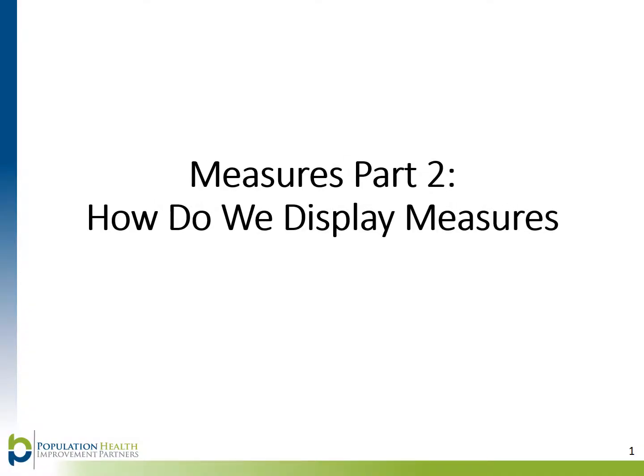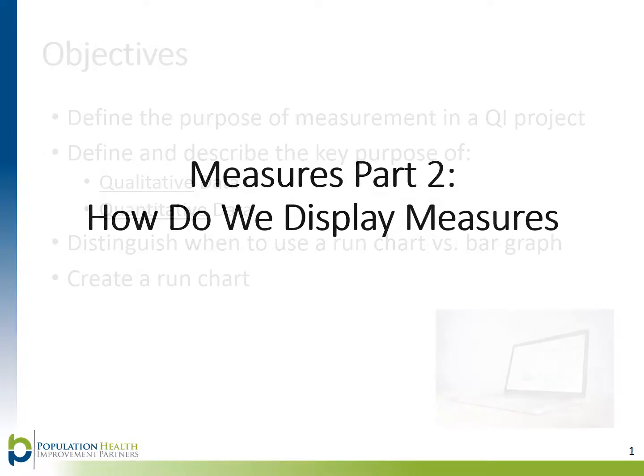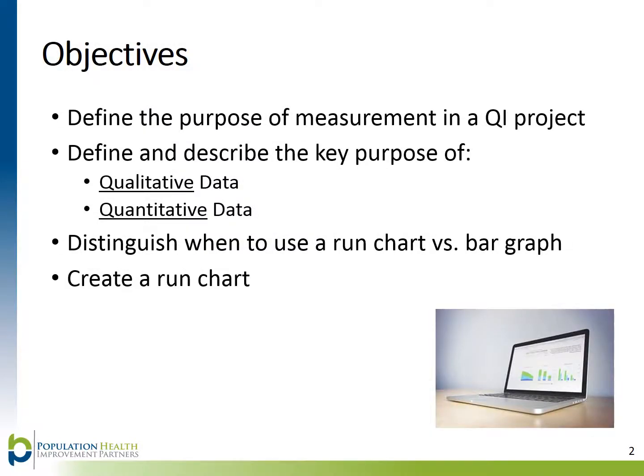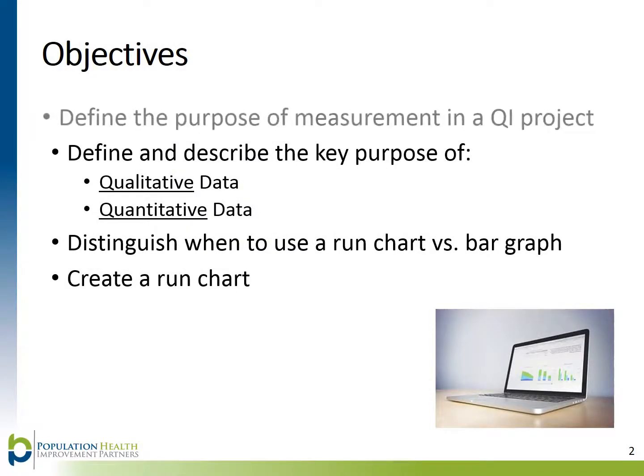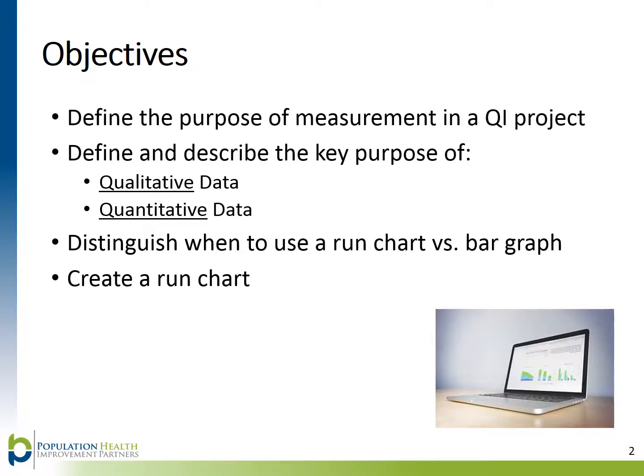This module is the latter of two parts and will discuss how to best display measures throughout your QI project to demonstrate progress towards your goals. By the end of this module, you will be able to define the purpose of measurement in a QI project, define and describe two types of data, qualitative and quantitative data, distinguish when it is best to utilize a run chart versus a bar graph, and finally, create your own run chart.